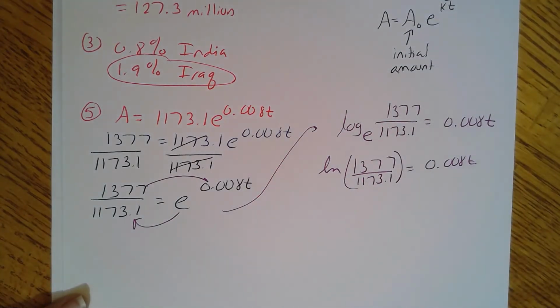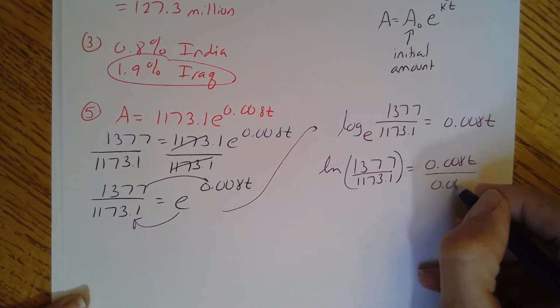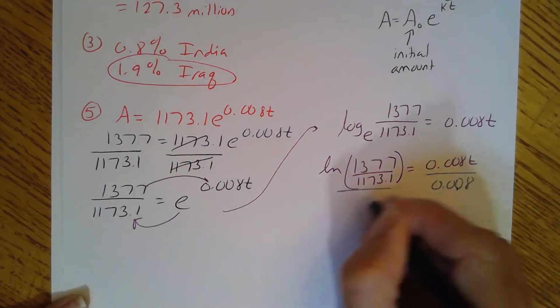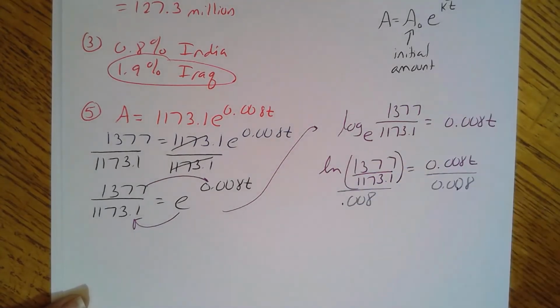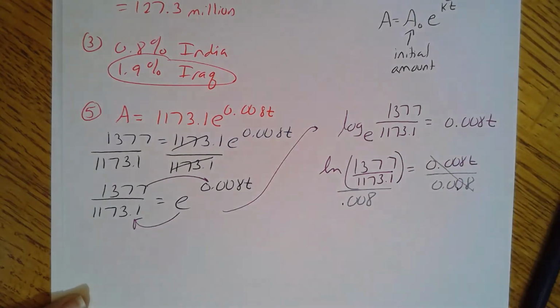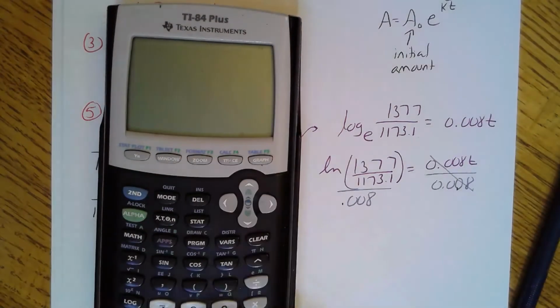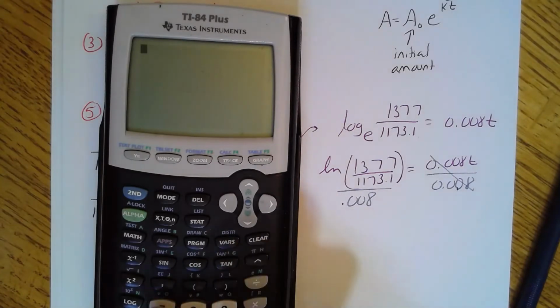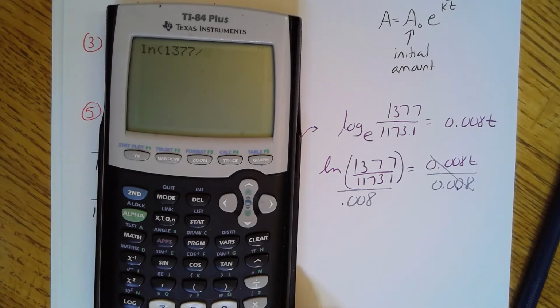And then we've got to get t by itself, so we're going to divide by 0.008. Be careful how you type this into your calculator. We're going to have the natural log of 1377 divided by 1173.1, close the parentheses because that closes your fraction. You can even press enter if you'd like, and then divide by 0.008 to make sure you take just the natural log of that fraction.